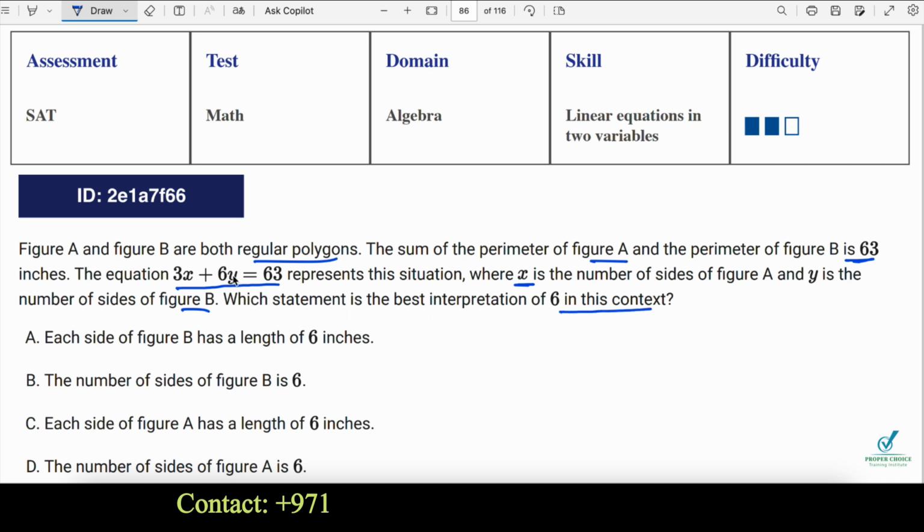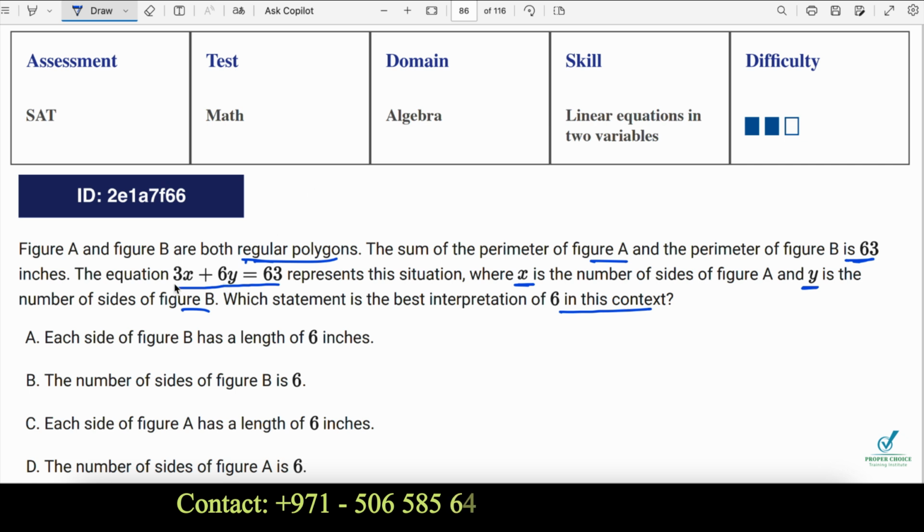They are asking me in this expression, what is the meaning of 6? As they clearly told, A and B are the figures which are regular polygons. A polygon is said to be regular if the lengths of all sides are equal in measure. So figure A has x number of sides and figure B has y number of sides. Now what is this 6 representing? 6 will be representing the length of each side of figure B.